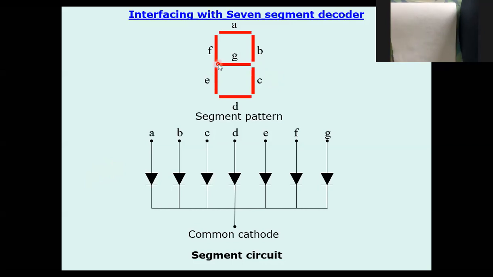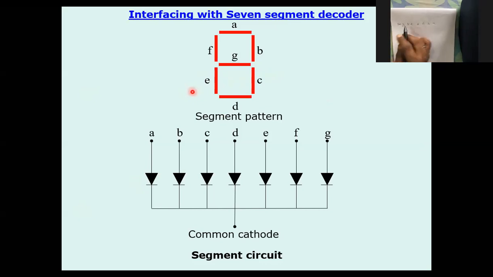So how do you connect this, meaning how do you display zero? Just see my copy. There will be A, B, C, D, E, F, G, and a dot. These are the 8 pins. They will be connected to, say, P2.0 to P2.7 or P1.0 to P1.7, any port. So you want to display zero, which means every LED will glow except G and dot.